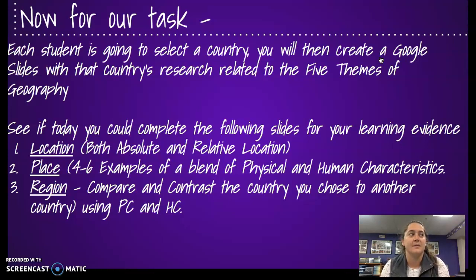I can see some people picking a really remote area. Like, I always have a clever 8th grader who's like, I'm going to do Antarctica. That will be hard because you will not have a lot of human characteristics there. So each student is going to select a country. You will then create a Google Slides with that country's research related to the 5 themes of geography.